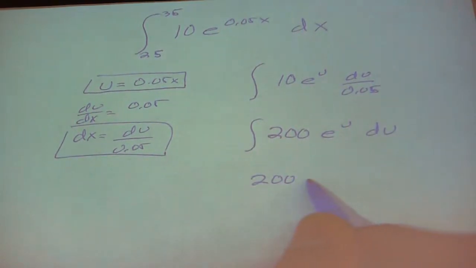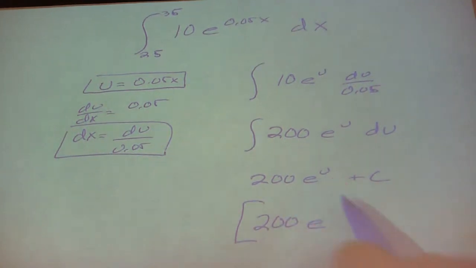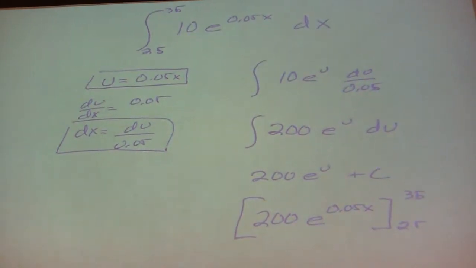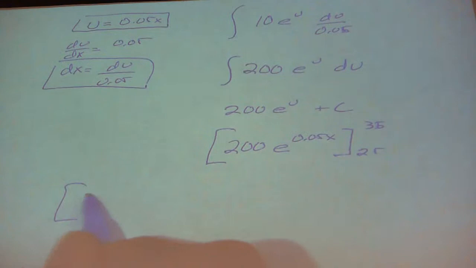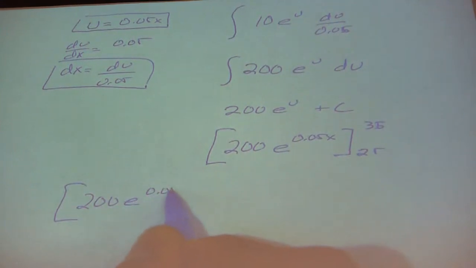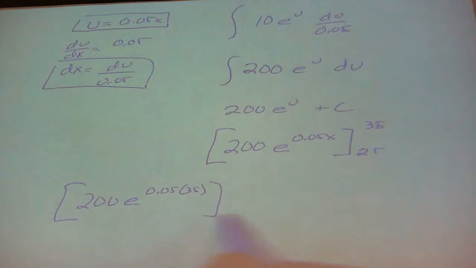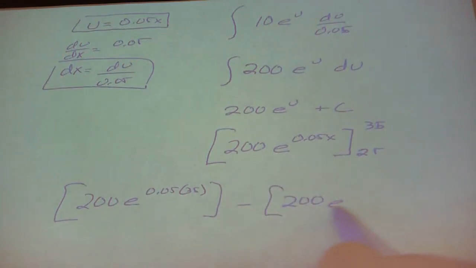What's the integral of e to the u? E to the u, don't forget to put your plus c. But since we're dealing with numbers, we're going to put 200e, and instead of u, we're going to put 0.05x, taken from 25 to 35. So questions up to that point? Then we're going to plug in 200e to the 0.05 times 35 minus 200e to the 0.05 times 25. Again, be very careful typing it in. We don't want to make little mistakes.